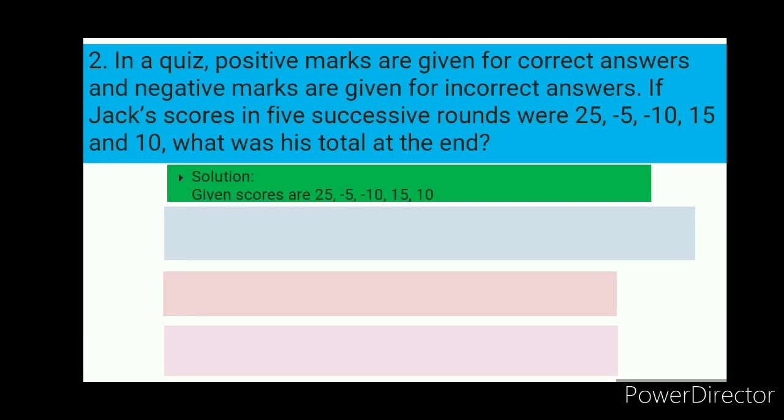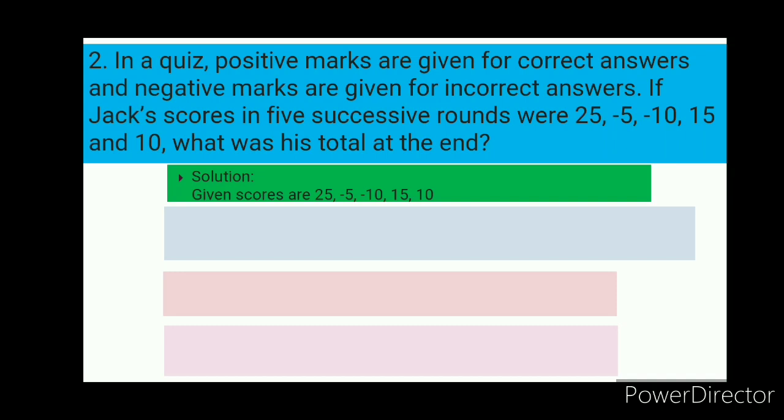See children, here Jack's scores in 5 successive rounds were given. First round he has scored positive marks. Second round he has scored negative marks. Third round again negative marks. Fourth and fifth round he has scored positive marks. Now at the end what is his total marks?